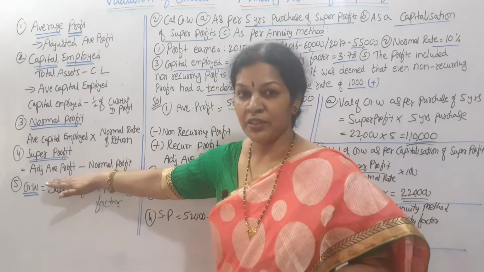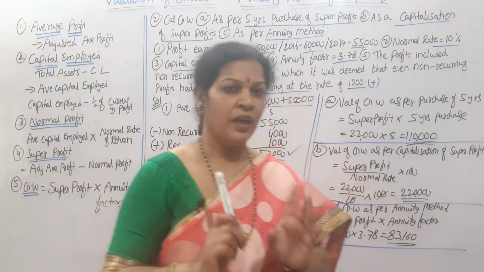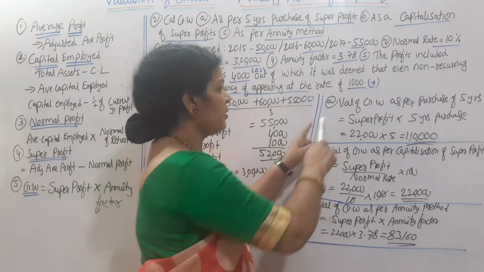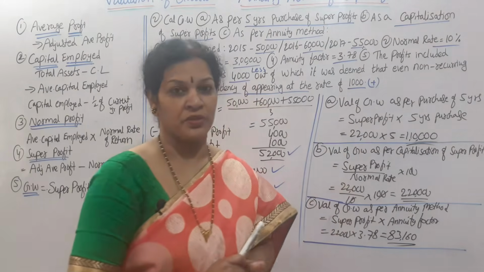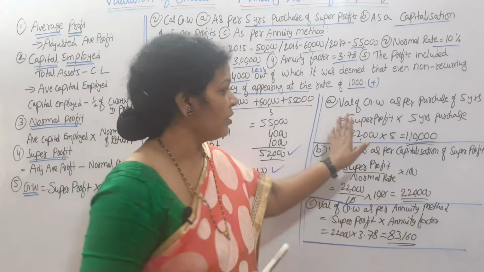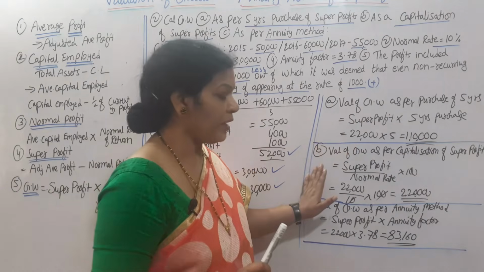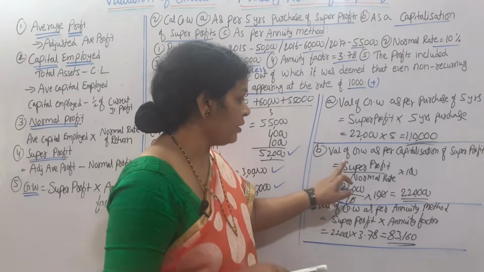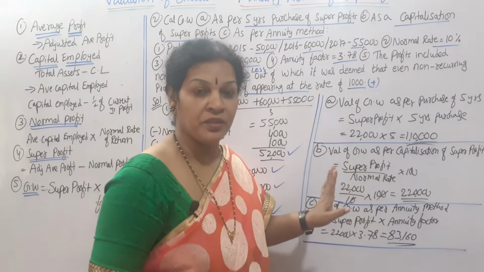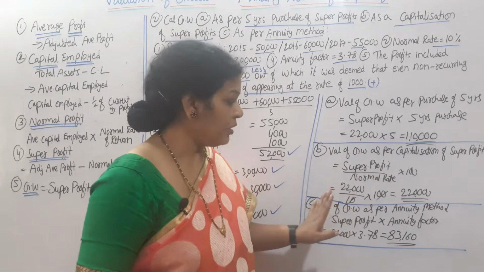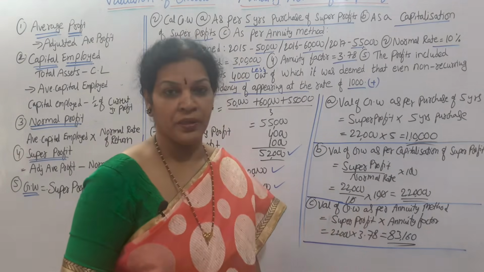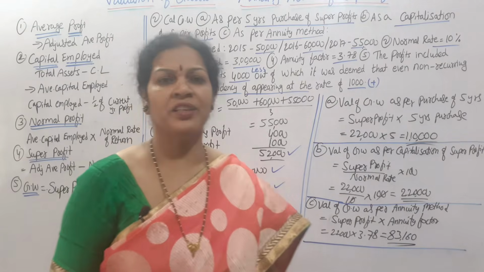Up to here, if you get, just apply these formulas. As per the super profit method, the formula is super profit into 5 years purchase, however many years purchase. Second, as per the capitalization of super profit, super profit by normal rate into 100. Next, as per the annuity, super profit into annuity factor. That's all, nothing else is there.